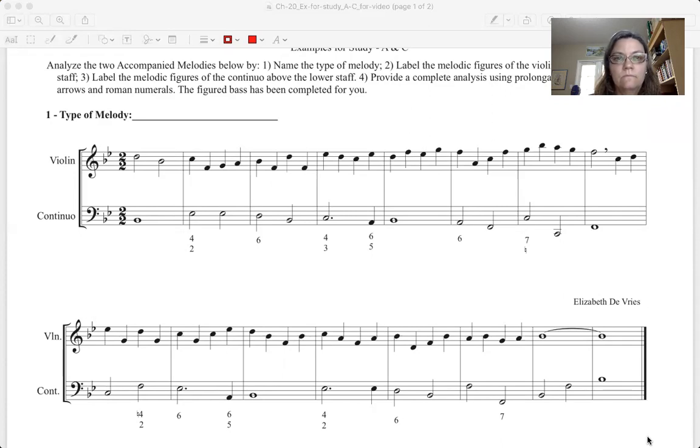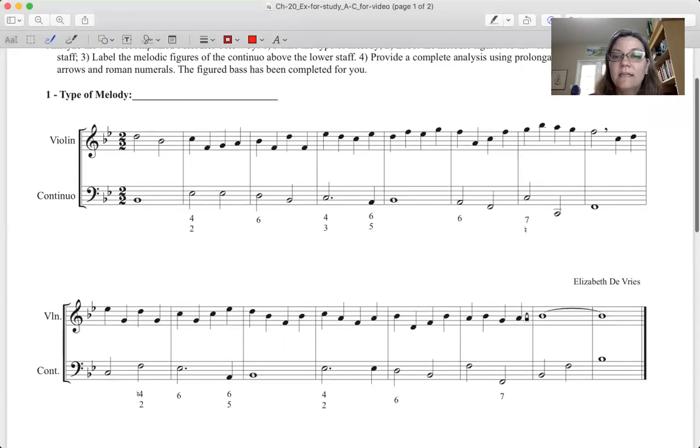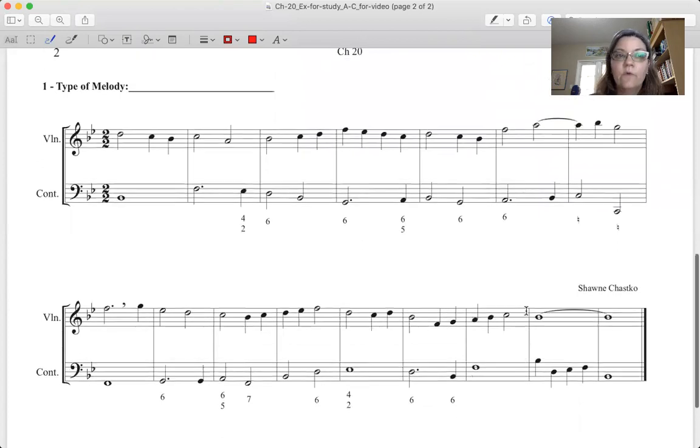Okay, and here is the second melody. And I want you to be thinking which one is expressing harmony and which one is decorating harmony. Okay, so this is example C now.